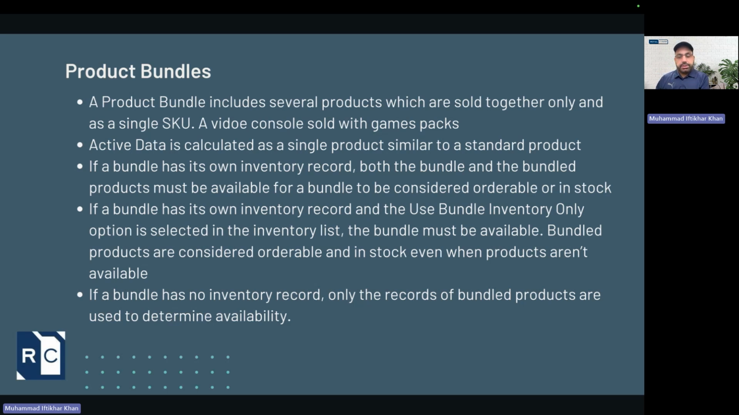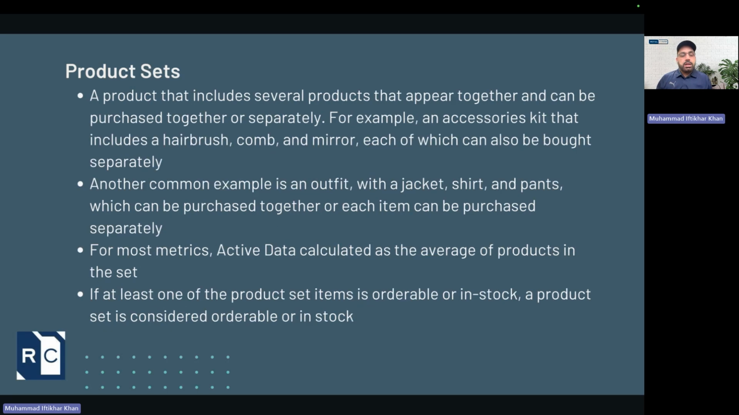Let's move to the next one, which is our final topic for today: product sets. A product set is very similar to a product bundle, but it is different in the sense that when you create a product set, the customer has the option to order an individual product from the set as well. While in a bundle, you cannot buy the individual product from the bundle, from the set the customer can buy the individual product of that set. And the customer also has the option to buy the set as a whole.